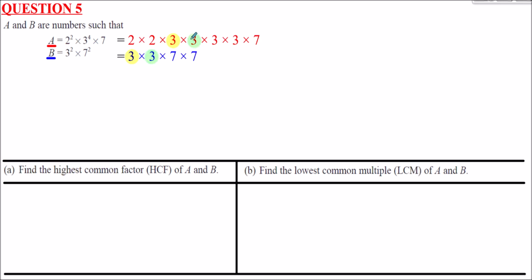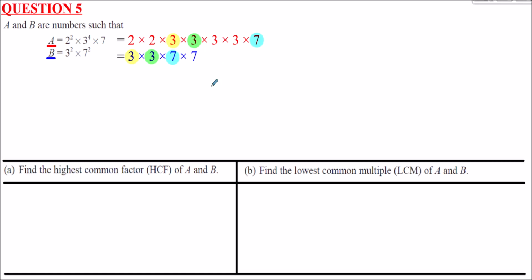So next I'm going to pair another 3 and 3, so it's 2 pairs of 3. And finally what I can do, I can pair this lone 7 here with either one of these blue 7s. So I've got 3 pairs of numbers that appear in each list.